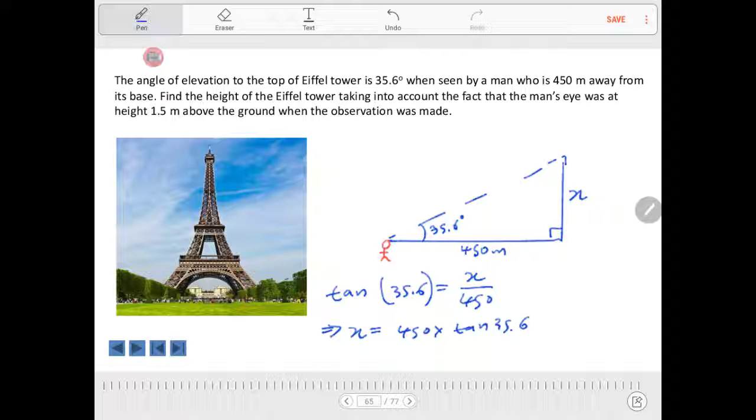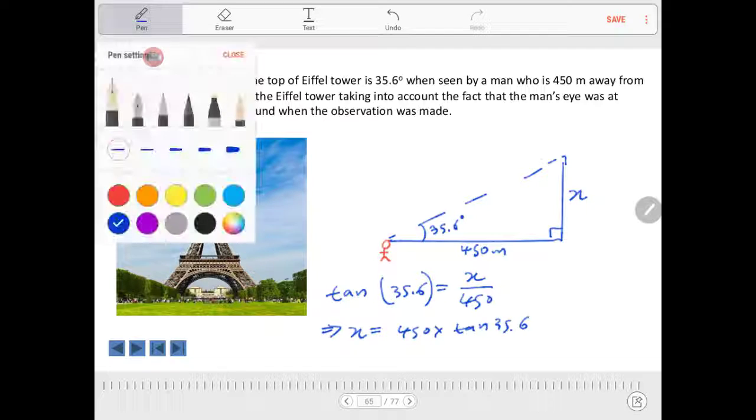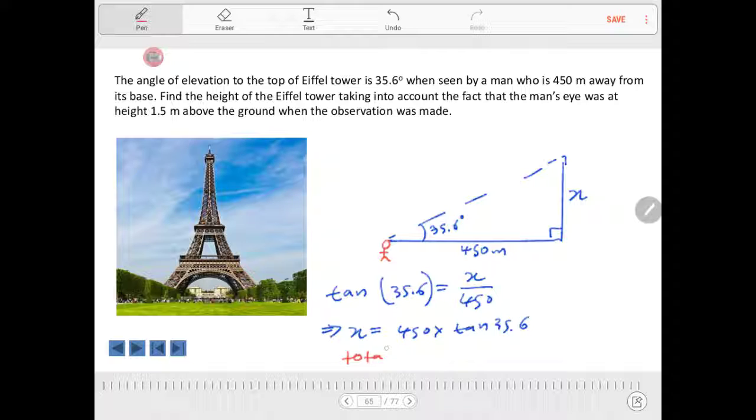Now, we need to add to this the man's height. So the total height of the tower is this amount here plus that 1.5 metres. So if we work this all out, we get a grand total of 323.7 metres.